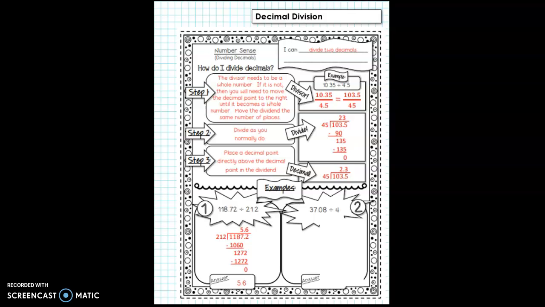Second example, 37 and 8/100ths divided by 4. The decimal does not need to shift anywhere because the decimal is after the 4, making it a whole number. Your answer then is 9 27/100ths.